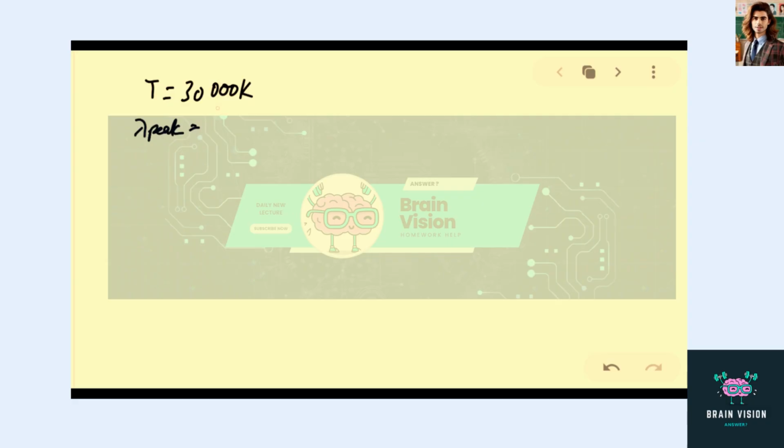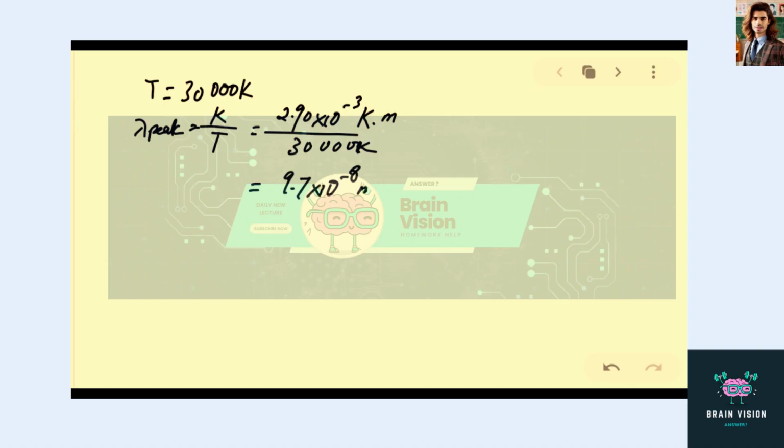Wien's displacement law states that the peak wavelength emitted by a blackbody is equal to a constant divided by its temperature. The constant is 2.9 times 10 to the power minus 3, in units of kelvin meters. We divide it by our surface temperature, which is 30,000 kelvins. We get 9.7 times 10 to the power minus 8 meters, which is about 97 nanometers.